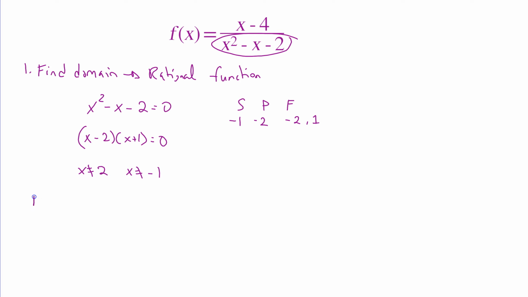So our domain is x an element of real numbers, x cannot equal 2, and x cannot equal negative 1. We also found our vertical asymptotes, so we know that our vertical asymptotes are x is equal to 2 and x is equal to negative 1. So that's it.